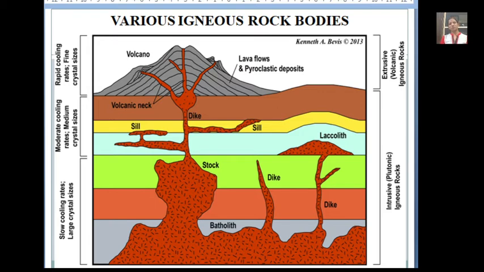Second is stock. Stock is the smaller part of batholith. यानी बैथोलिथ का जो छोटा पार्ट होता है वो स्टॉक कहलाता है। Its shape is like a dome, यानी गुंबदाकार जो आकृति होती है उसमें उससे स्टॉक बनता है। Third one is laccolith. Laccolith is an umbrella shape solidification of magma. It is called laccolith.